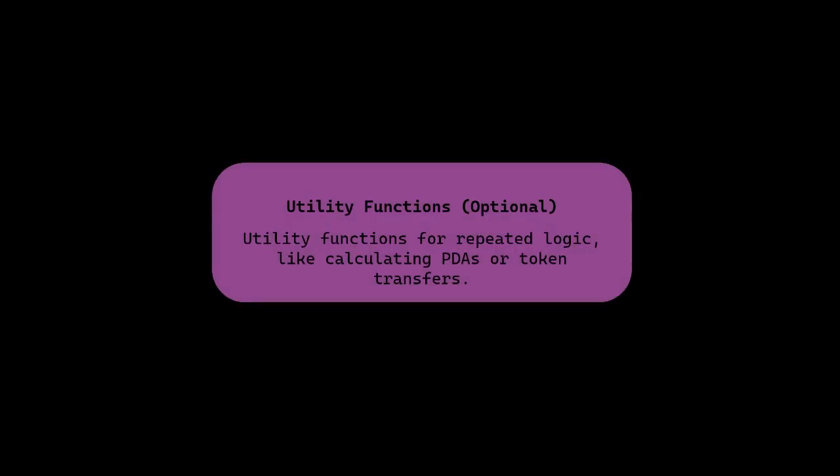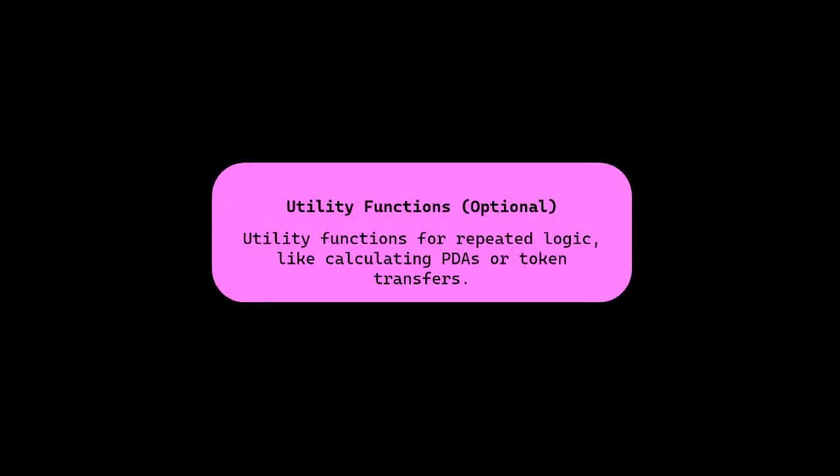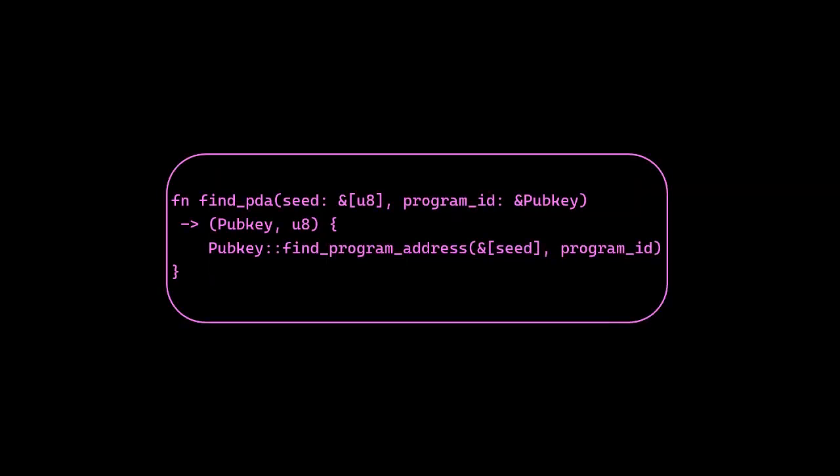For any constants, calculations, or helper functions you need across multiple files, you can create a constants or utils module. This keeps your code DRY and makes it easier to update shared values in one place.